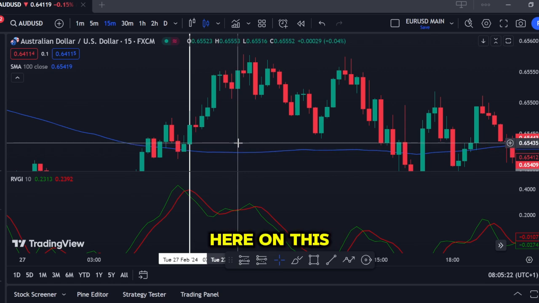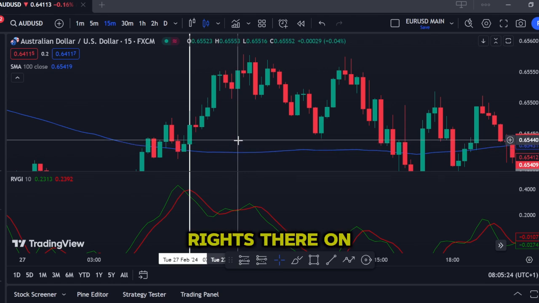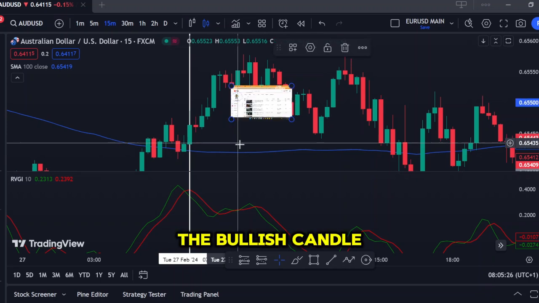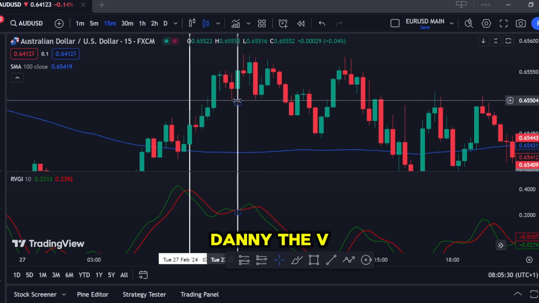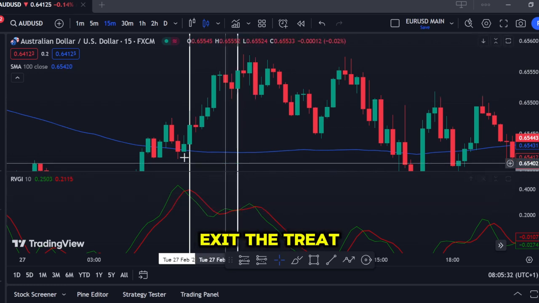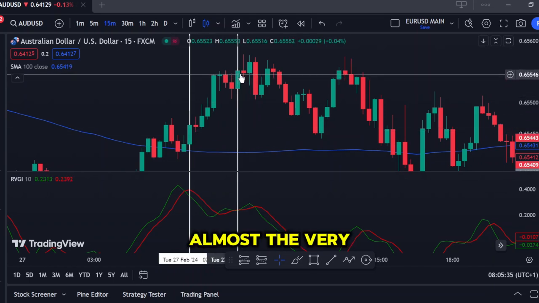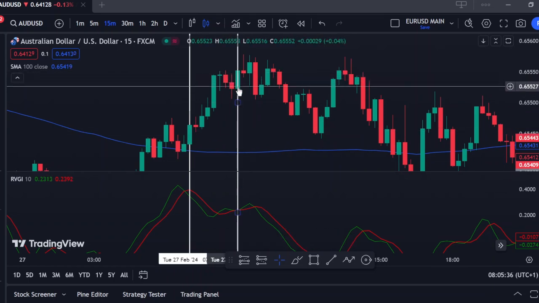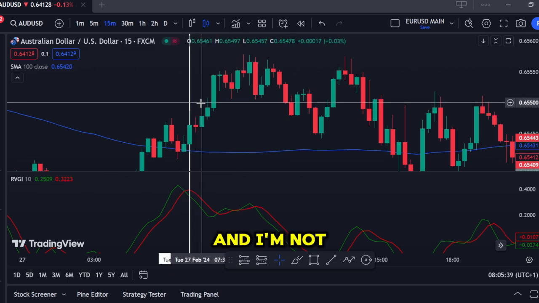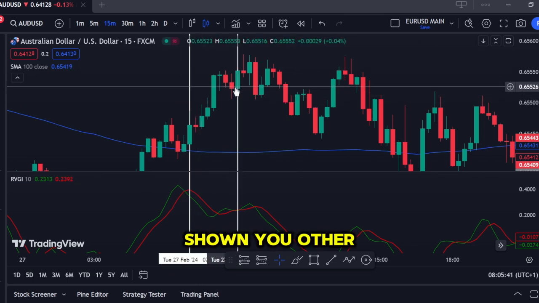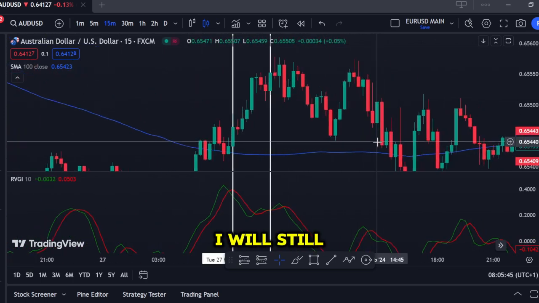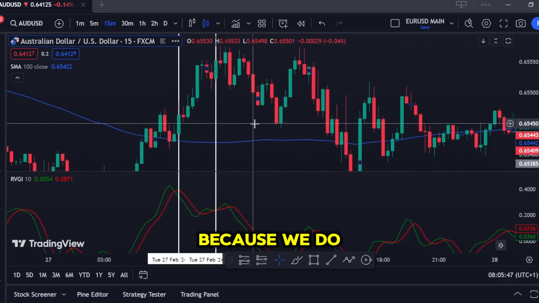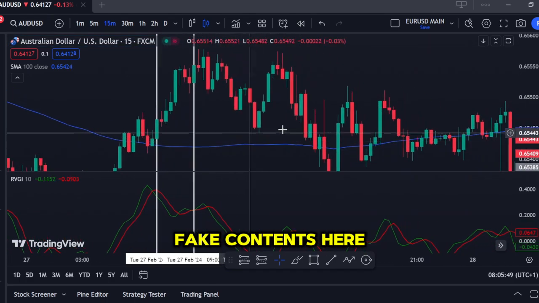And then right here on this bullish candle, you can see, sorry, guys, on this bullish candle right here, alternate V, it told us to exit the trade. You bought here, you exited at almost the very top of the candle. And you can see this is true, and I'm not faking it because I have shown you other examples where it wasn't really a great exit. But regardless, I will still post this video because we do not fake content here.